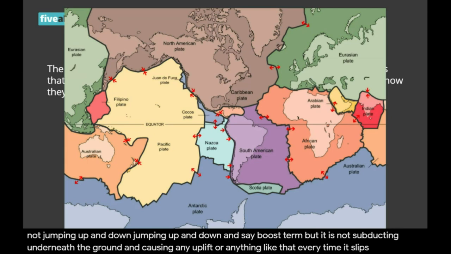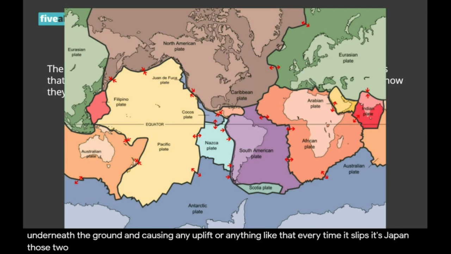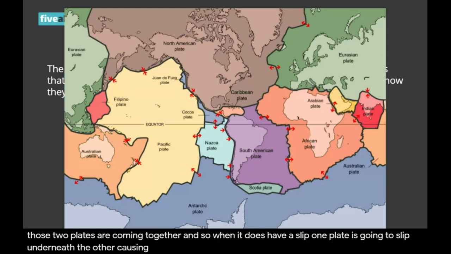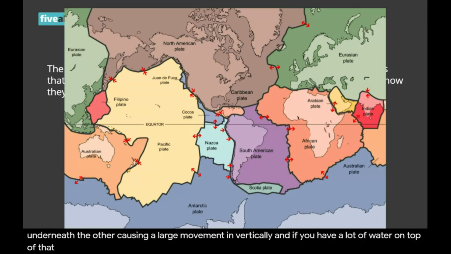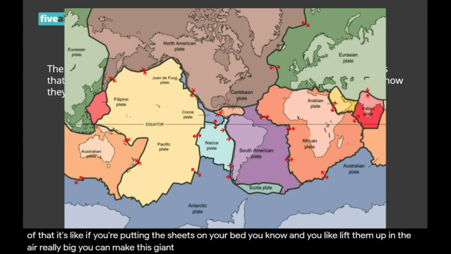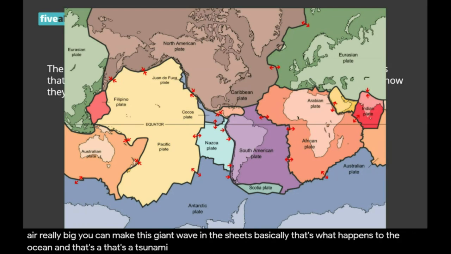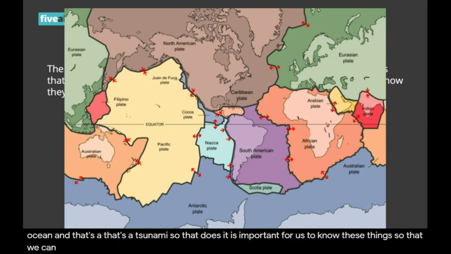Whereas if you look over towards Japan, those two plates are coming together. And so when it does have a slip, one plate is going to slip underneath the other, causing a large movement vertically. And if you have a lot of water on top of that, it's like if you're putting the sheets on your bed, and you lift them up in the air really big, you can make this giant wave in the sheets. Basically, that's what happens to the ocean. And that's a tsunami. So it is important for us to know these things so that we can be ready and plan ahead, knowing what could happen as a result of these different earthquakes.